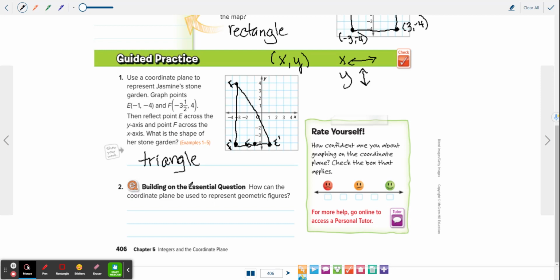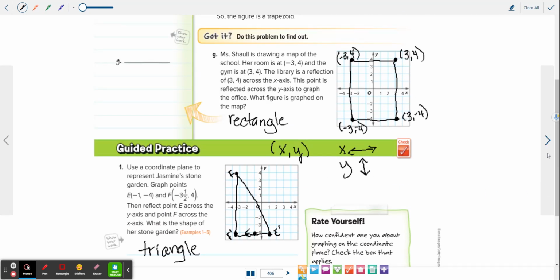Okay. Now, number 2, how can the coordinate plane be used to represent geometric figures? Well, you just connect your points. Boy, that was a short guided practice. Only one problem. All right.